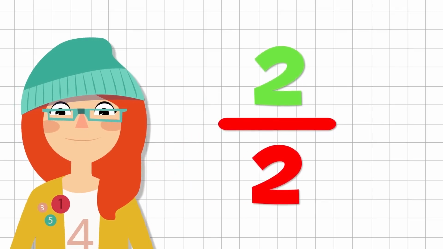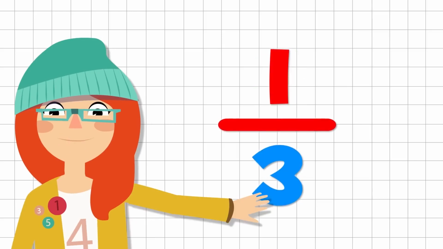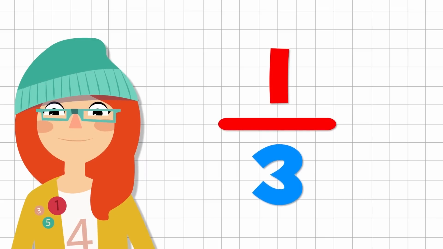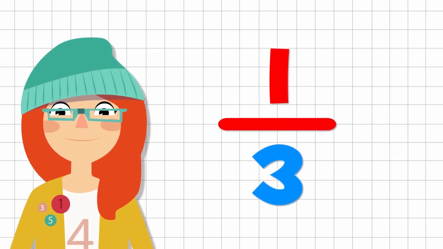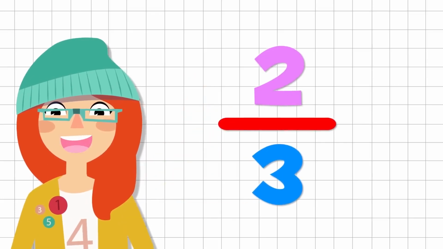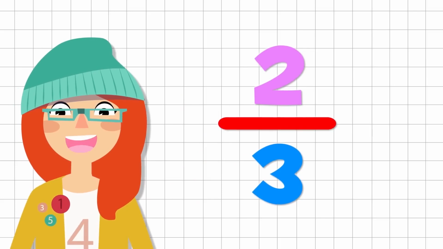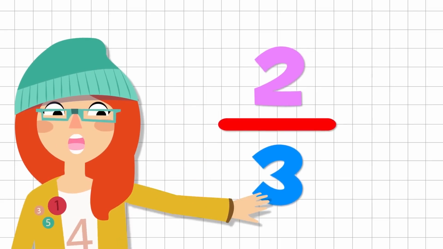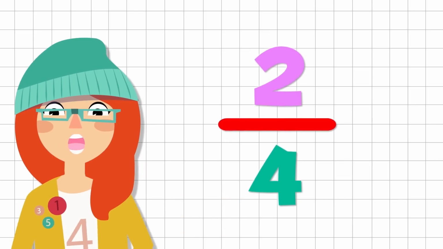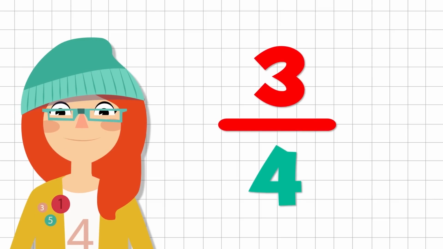Easy, right? When the denominator is a 3, we say third. This means that this fraction would be, come on, you say it, 1/3. That's it. And if I use a 2 for the numerator, how would we read the fraction? 2/3, great! When the denominator is a 4, we say fourths. This fraction would be 2/4. And this one? Very well, 3/4.